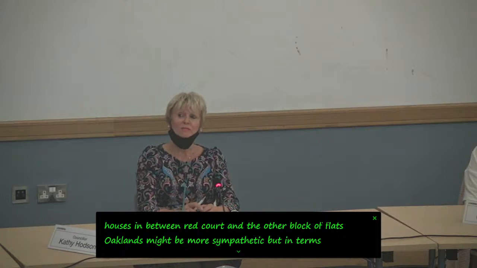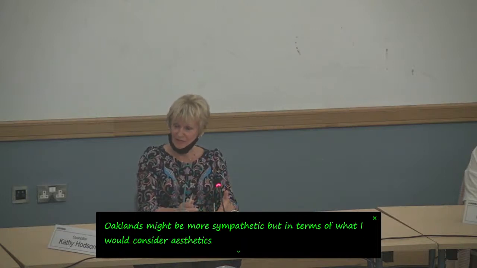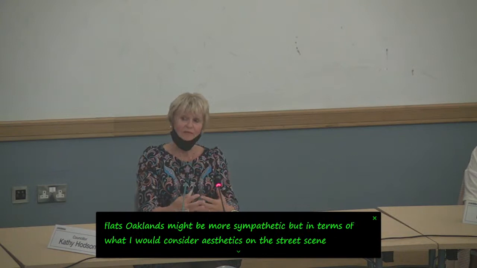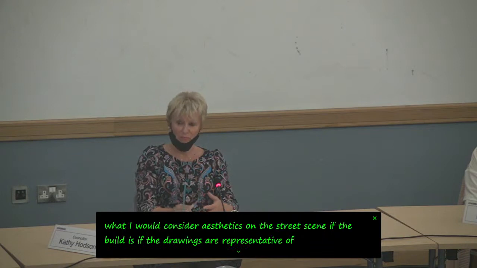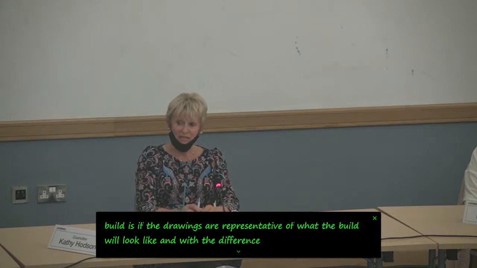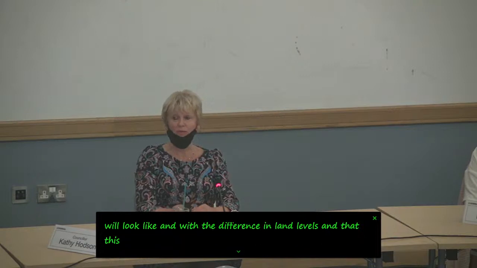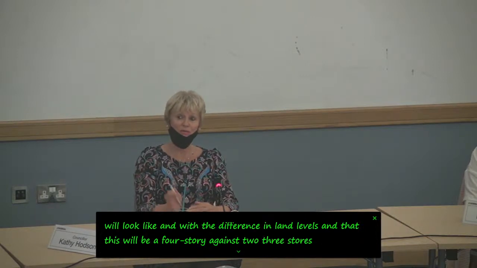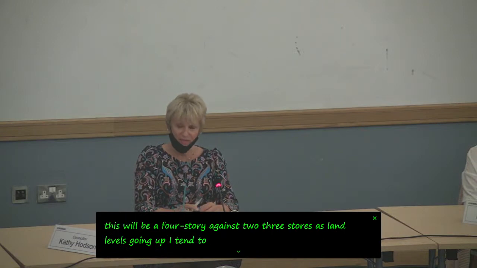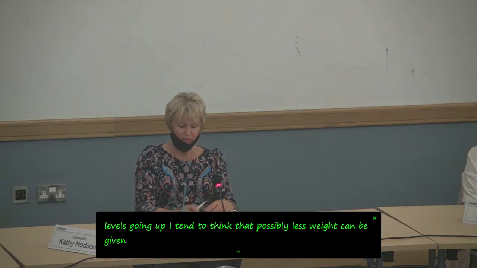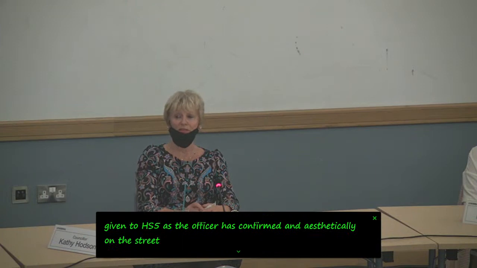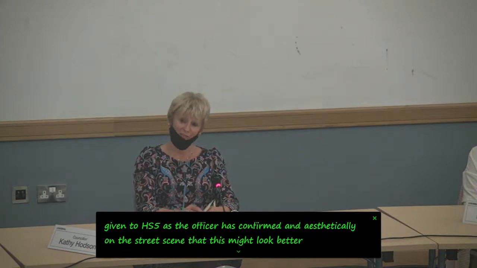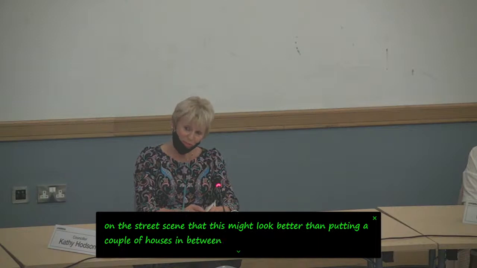But in terms of what I would consider aesthetics on the street scene, if the drawings are representative of what the build will look like, and with the difference in land levels, and that this will be a 4-storey against 2 3-storeys with land levels going up, I tend to think that possibly less weight can be given to HS5, as the officer has confirmed, and that aesthetically on the street scene this might look better than putting a couple of houses in between.